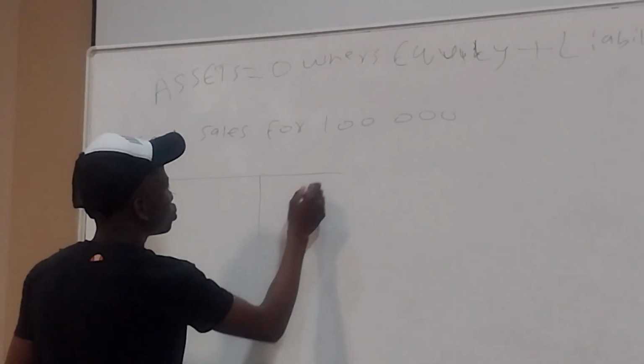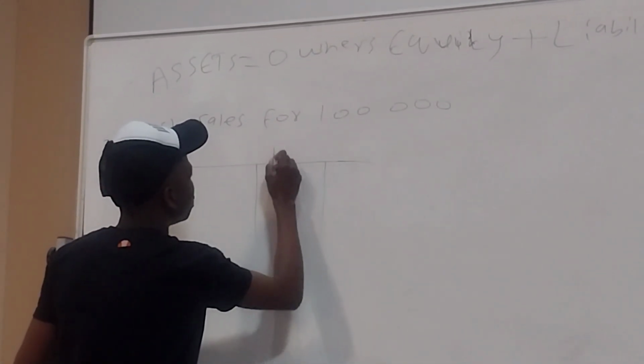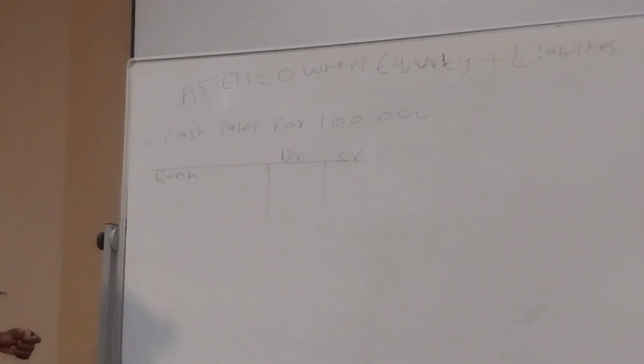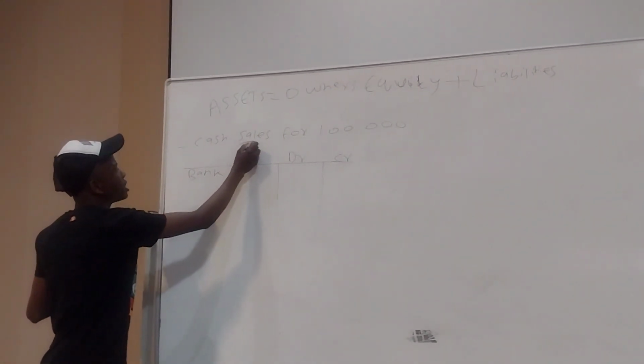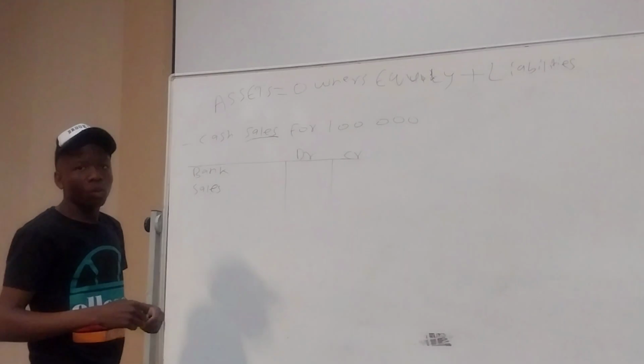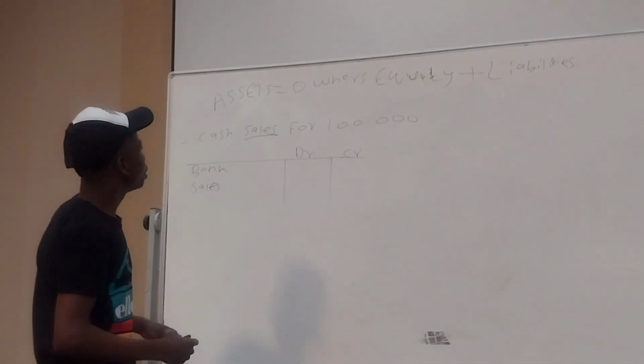Let's make it short. You first want to have bank. The second account is this one, sales. You have the sales account. So the question is, which one is a credit, which one is going to be a debit?